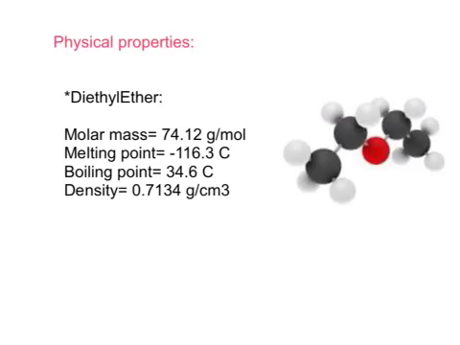First, diethyl ether. The molar mass is 74.12 grams per mole. The melting point is negative 116.3 degrees Celsius. The boiling point is 34.6 degrees Celsius, and the density is 0.7134 grams per cubic centimeter.